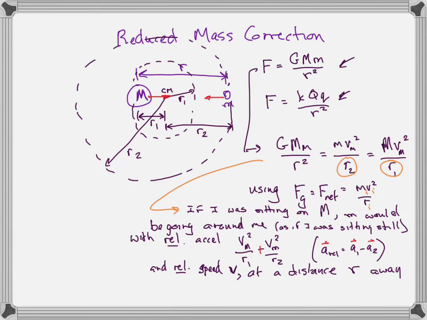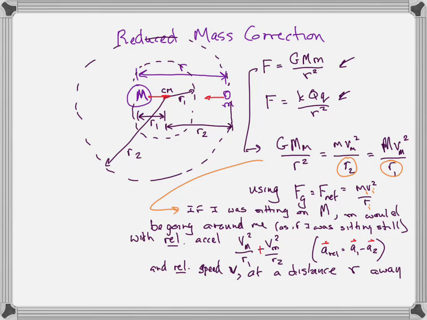So if I'm sitting on big M and I'm looking at little m go around me, I'm sitting still. So this is correcting from looking at the center of mass point of view to looking at the sitting on big M point of view. And we have a relative acceleration, v over r, plus a relative acceleration of the difference between the two accelerations. One is negative, so we have to sum. I'm sorry, v big M squared over r1 plus v little m squared over r2.